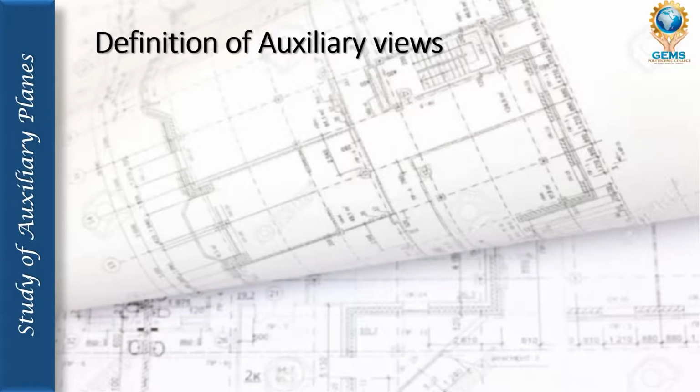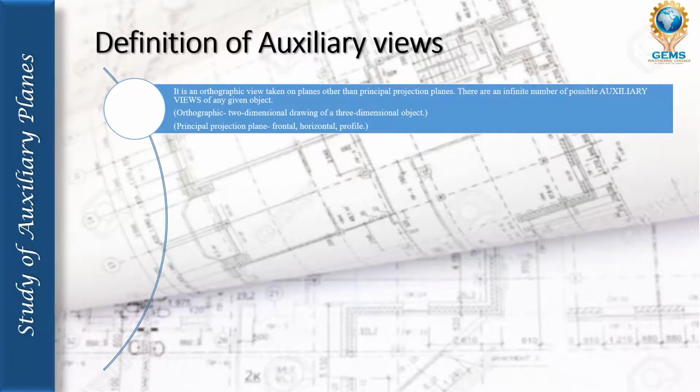Okay, so now we are going to see the definition of auxiliary views. Given some points here, one by one I will explain. It is an orthographic view taken on planes other than principal projection planes. There are infinite number of possible auxiliary views of any given object.